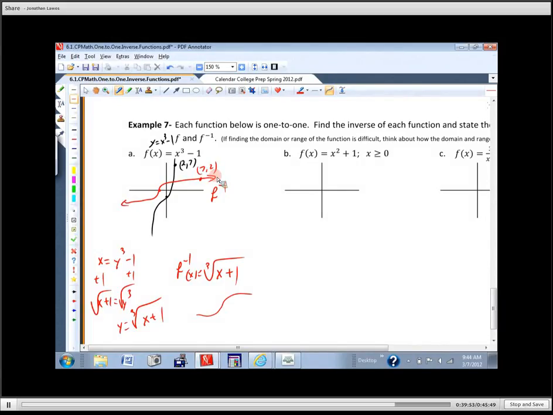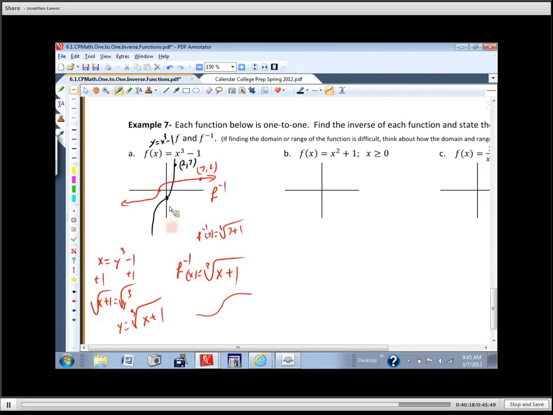Now, let's double check. If you plug in a 7, f inverse of 7 would be the cube root of 7 plus 1. Well, the first thing you do is you take 7 and you add 1. What do you get? 8. Cube root of 8 is 2. Did we do it right? Yes, we did. Not only that, I want to call your attention to one other thing.